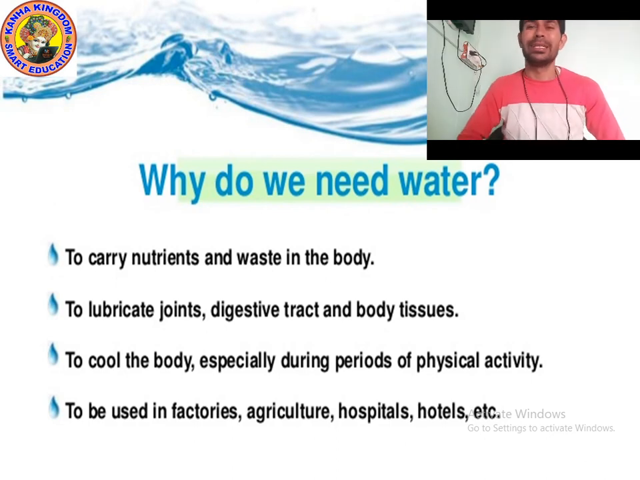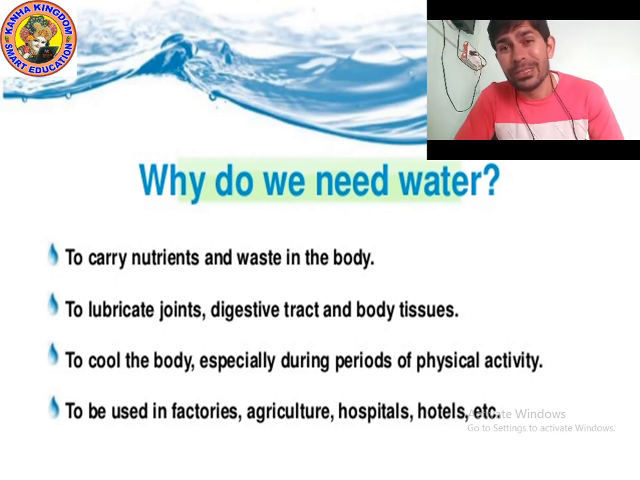But you can drink milk, you can drink juice because they are good. You can take them in the form of liquid. They can fulfill the requirement of water. Water is also present in vegetables, so they fulfill our requirement.